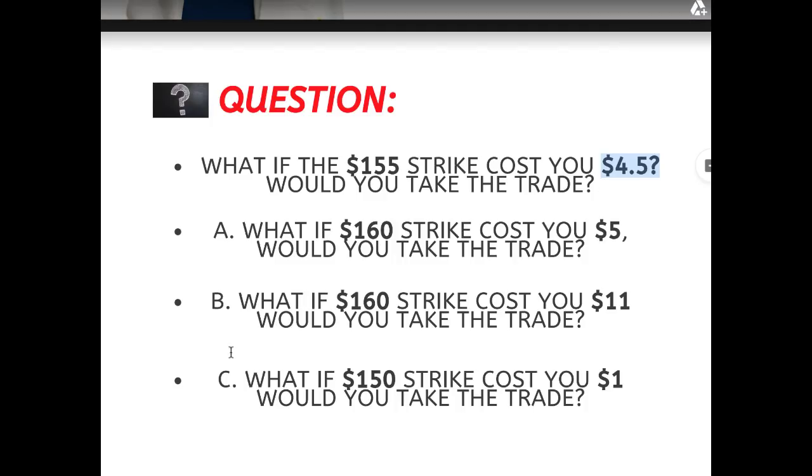Now, here's A, B, and C, just to role play so you guys can really understand this better. What if the 160 strike cost you 5 bucks? Would you take the trade?